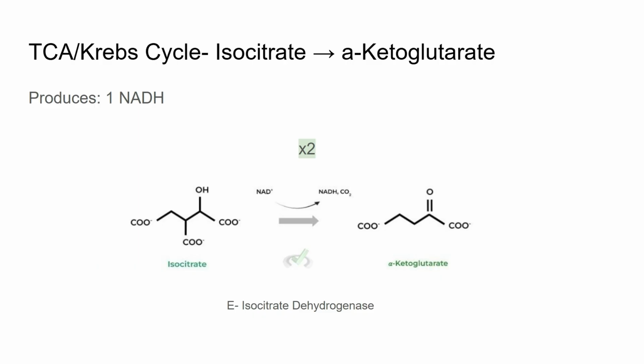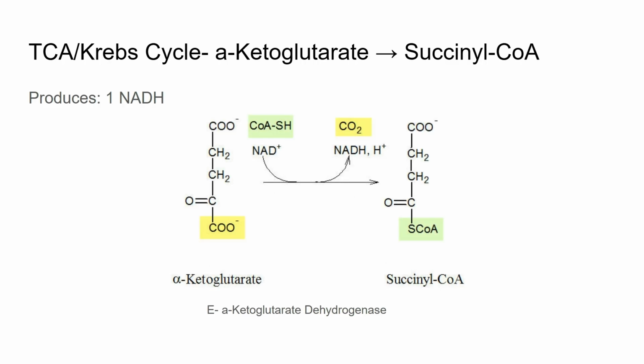All right, moving on to the citric acid cycle. Our first reaction is isocitrate to alpha-ketoglutarate, and this is catalyzed by isocitrate dehydrogenase, and this reaction gives us 1 molecule of NADH. The next reaction is going to be alpha-ketoglutarate to succinyl-CoA. This is catalyzed by alpha-ketoglutarate dehydrogenase and gives us 1 molecule of NADH.